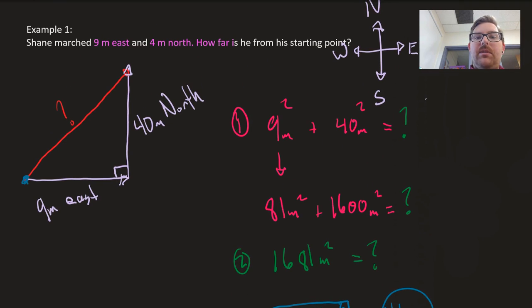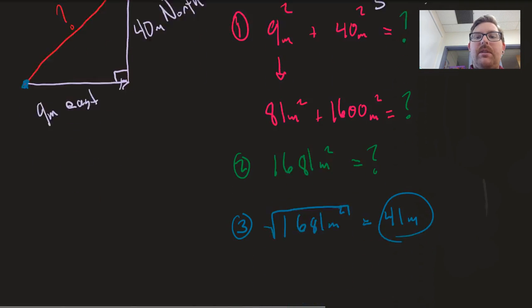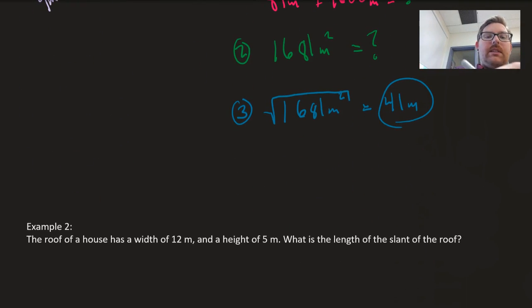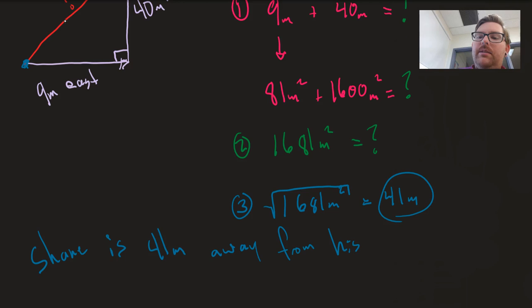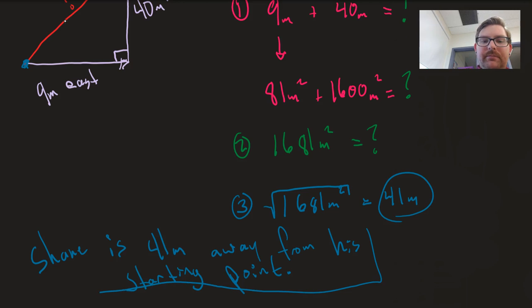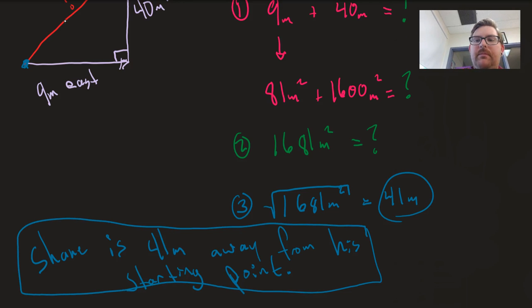So Shane marched 9 meters east and 40 meters north. How far is he from his starting point? So he's 41 meters. And let's go here. Shane is 41 meters away from his starting point. And there we have it. So we have that one example done.